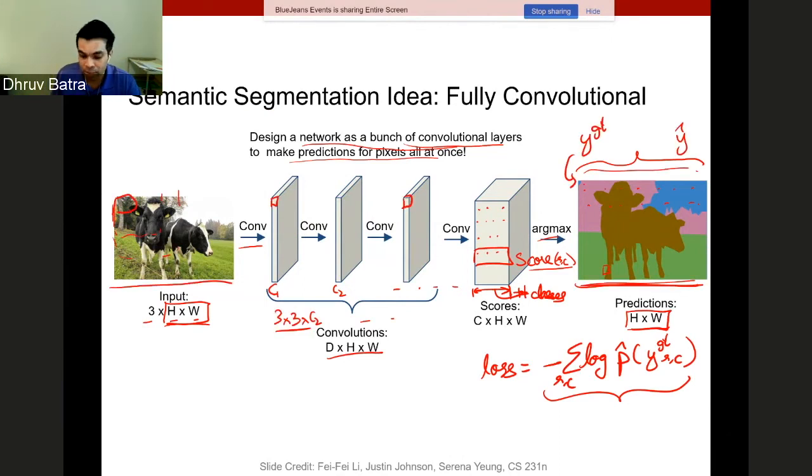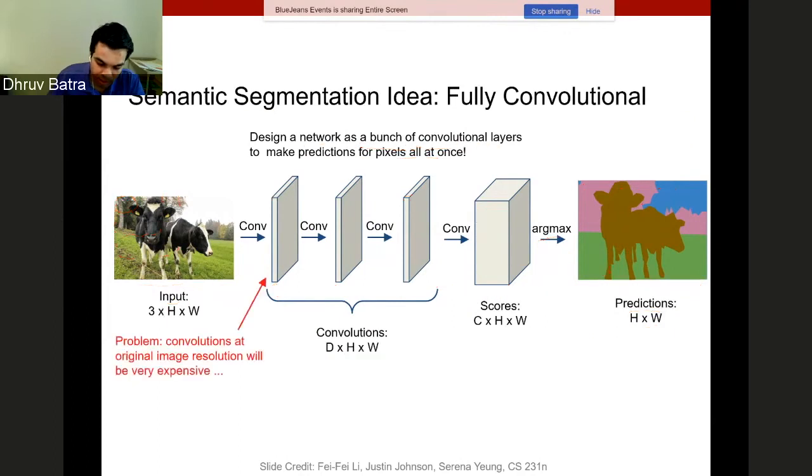So the biggest problem with this sort of an architecture is that it is computationally very slow, and in order to gain sufficient resolution to have receptive fields that are large enough, you would need to make this deep enough, and as soon as you do that, you would end up having too many parameters. So the biggest thing is convolutions at the original image resolution are extremely expensive.